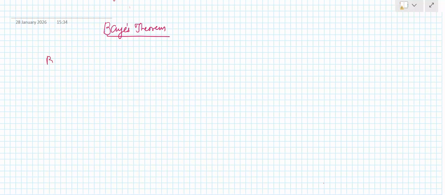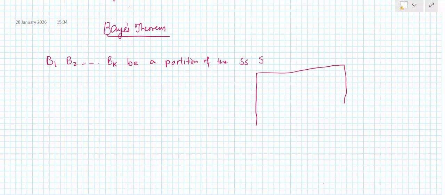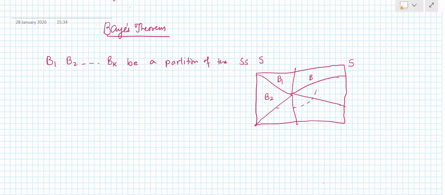Suppose B1, B2, ..., Bk be a partition of the sample space S, right? So this is a situation we have. We have this as the partition of the sample space. Something like this. You can think of it. This is your sample space S. These are the events B1, B2, and so on, Bk. And then you have, say, an event D.